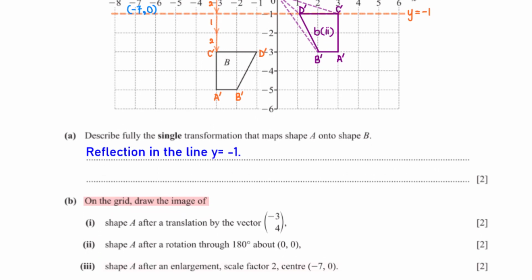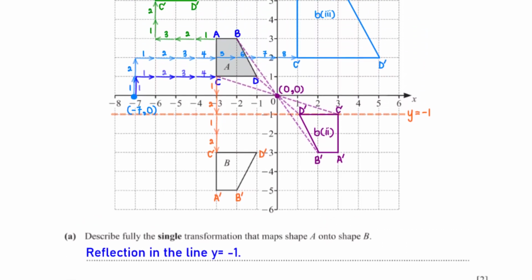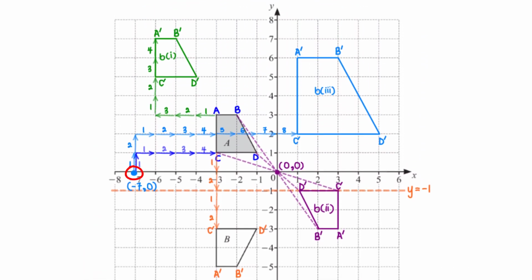Draw the image of shape A after an enlargement, scale factor 2, center -7, 0. First, we need to mark the center of enlargement. Then we need to move each vertex on shape A such that we are able to reproduce the enlarged image of the shape. Let's pick point C.